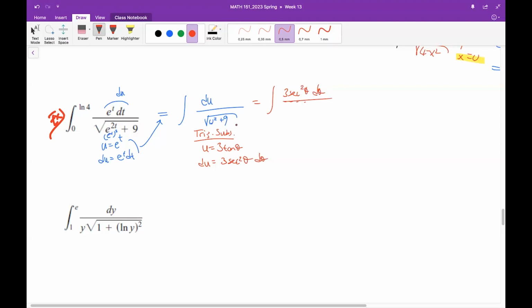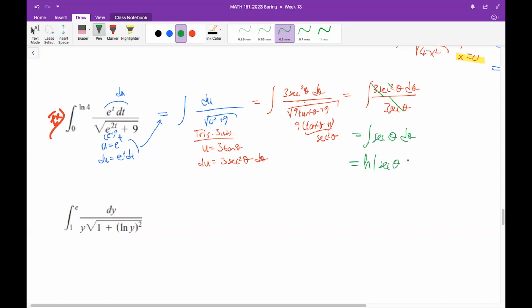u squared plus 9 is 9 times tangent squared theta plus 9. You know what to do here. Tangent squared theta plus 1 is secant squared theta. So you have 3 secant squared theta d theta divided by 3 secant theta. After doing this, you end up with the integral of secant theta d theta. You know, this is a rule: ln of secant theta plus tangent theta. Be careful, this is a definite integral.